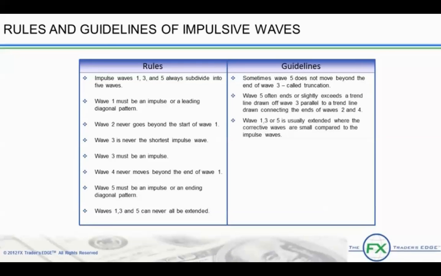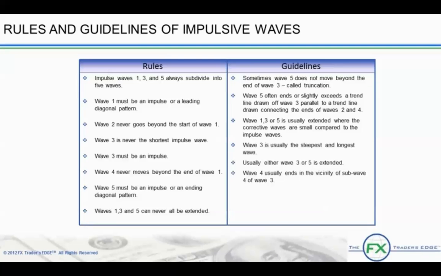3. Wave 1, 3, or 5 is usually extended where the corrective waves are small compared to the impulse waves. 4. Wave 3 is usually the steepest and longest wave. 5. Usually either wave 3 or 5 is extended. 6. Wave 4 usually ends in the vicinity of sub-wave 4 of wave 3. 7. Fibonacci percentages are used to calculate the retracements for waves 2 and 4. And 8. Fibonacci ratios are used to target the end of waves 3 and 5.